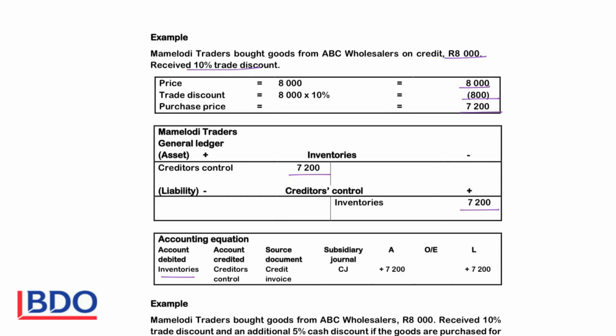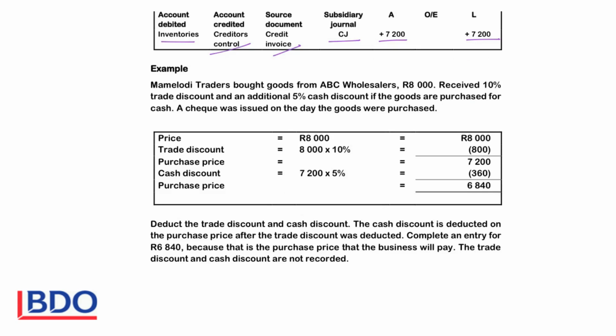Inventories will increase assets on the debit side. Creditors is credited to increase liabilities. We will receive a credit invoice from the creditors and we will record it in the creditors journal.